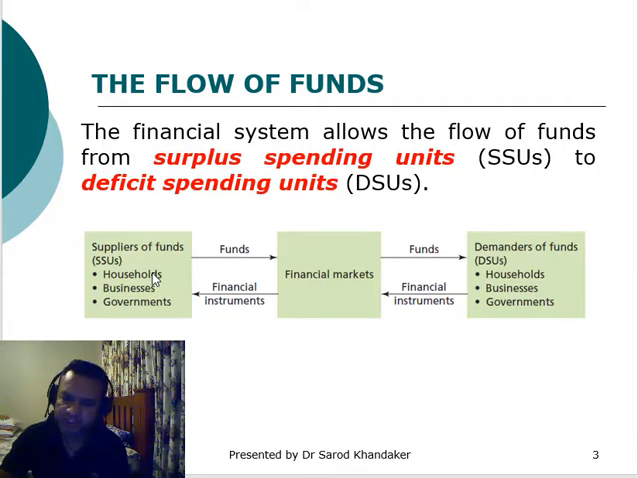However, generally households are the suppliers of the funds, though sometimes they can be the demander. For example, if you want to buy a house, generally people buy a house through a mortgage. So you go to the bank, you borrow money, and you become the demander of the funds. But generally households, because they want to save for the future, are the suppliers of the funds. The same thing can happen for the government, for the rest of the world, or even the business sector.